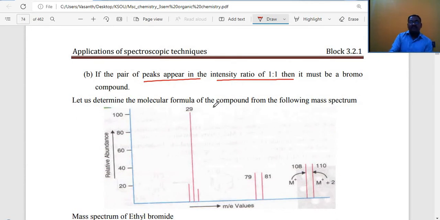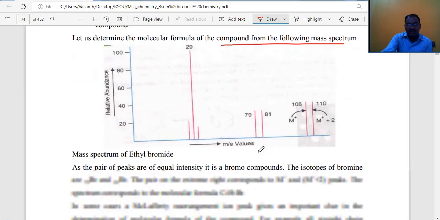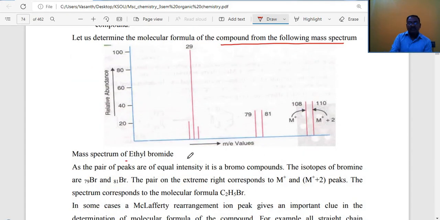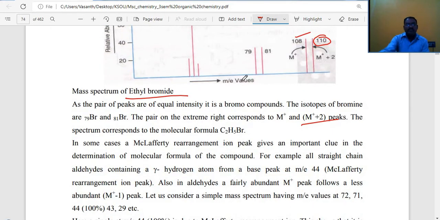Let us determine the molecular formula of the compound from the mass spectrum. What is given here is ethyl bromide. The molecular mass of ethyl bromide is what? 110. Here, after removal of 2 electrons, what we are getting here is 108. As the pair of peaks are equally intense, it is a bromo compound.